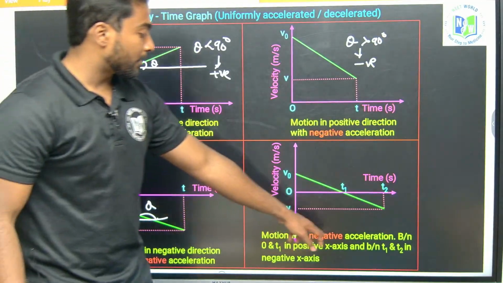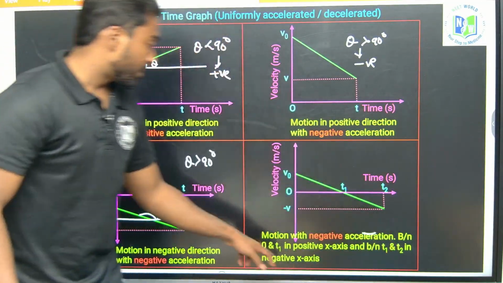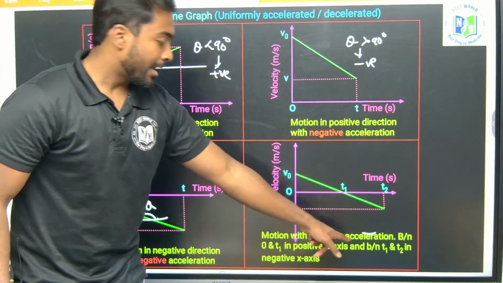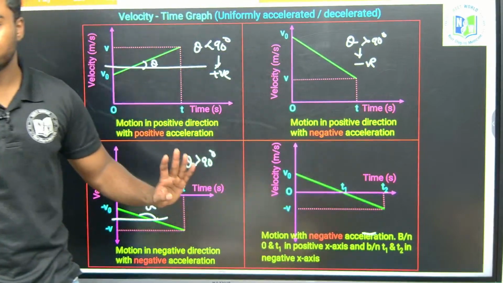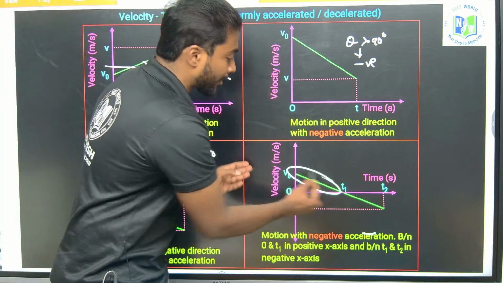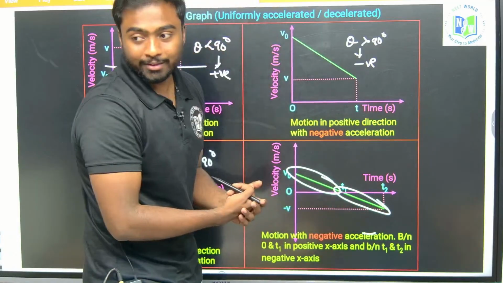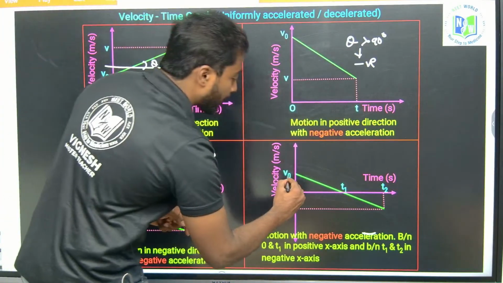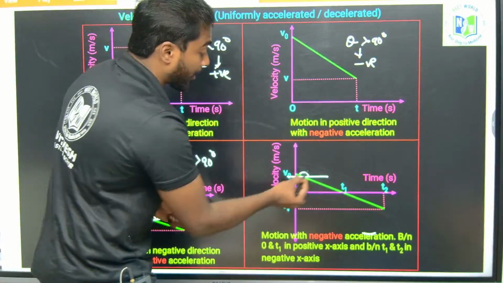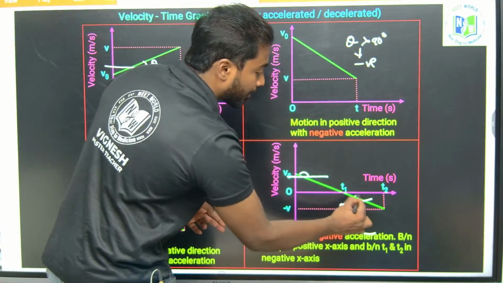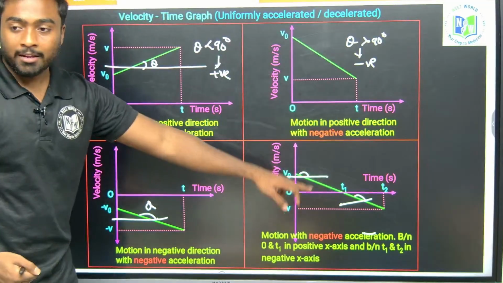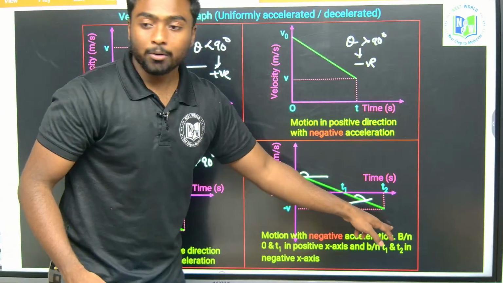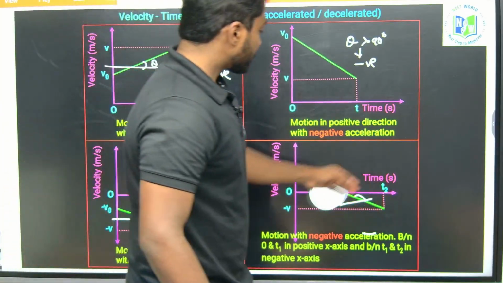Here motion with negative acceleration, between 0 to t1 in positive x axis, and between t1 to t2 in negative x axis. Up to here it is positive x axis, up to this one is negative x axis. But what is the acceleration? Negative acceleration, because if I take an angle here, it is greater than 90, negative acceleration. But up to t1 it is positive direction, t1 to t2 negative direction. If you want you can take a note of this.